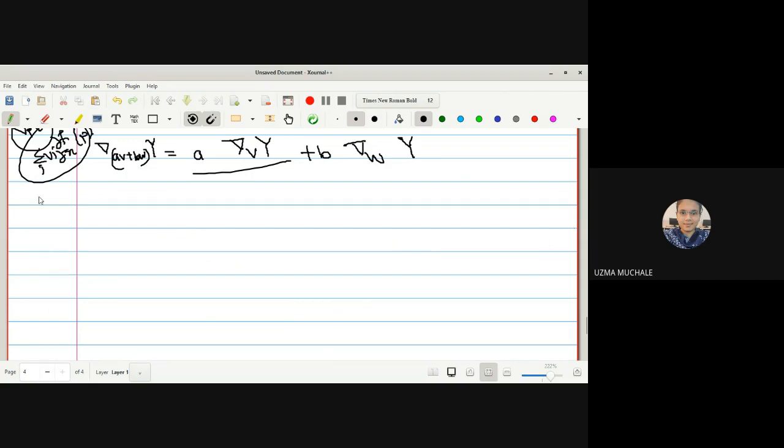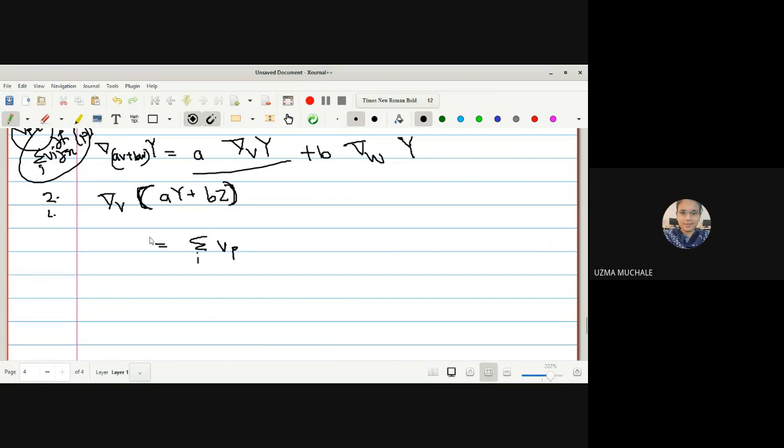Okay. So we have proved first property. Now let us go for the second property. What is our second property? Del V AY plus BZ. Okay. We'll write down square bracket, otherwise it will be confusion. So again we'll use the formula summation over I.